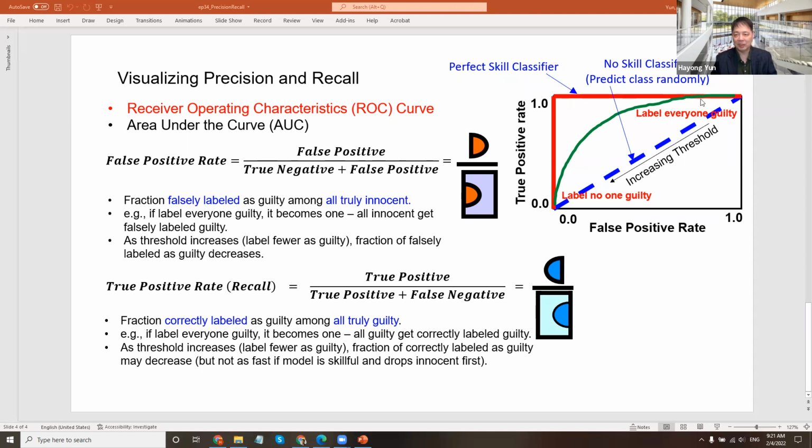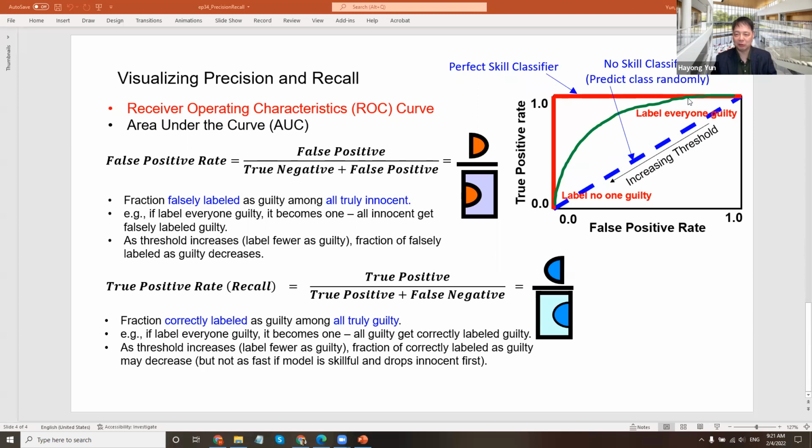So ideally speaking, as the threshold goes from this very low bar, accusing everyone, to accusing very, very few, the false positive rate drops, and your model tends to accuse the guilty ones much more than the innocent ones.